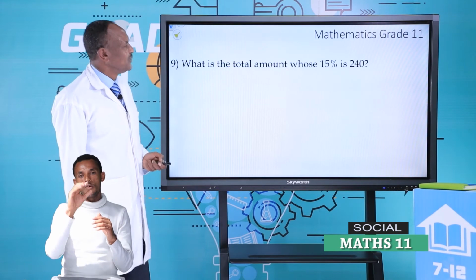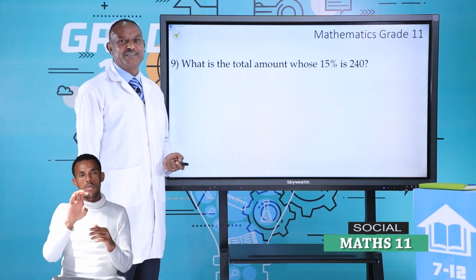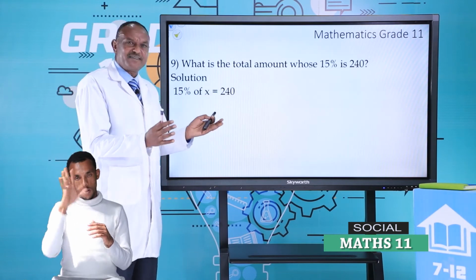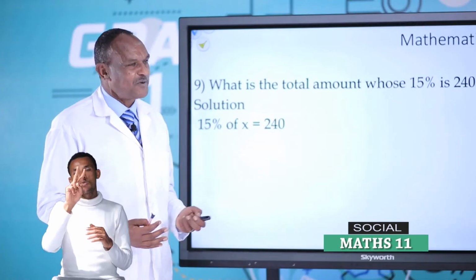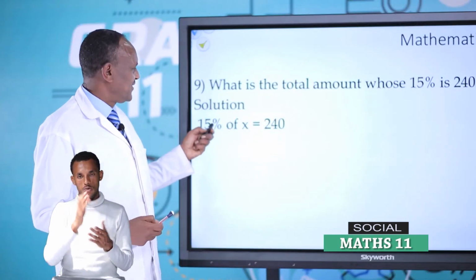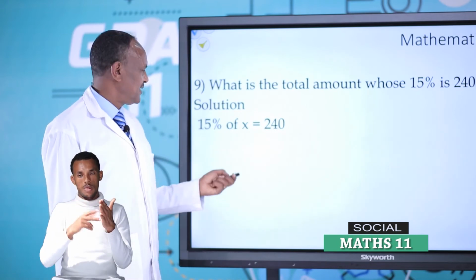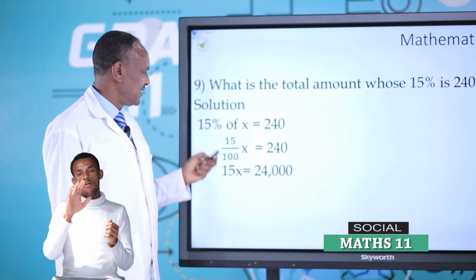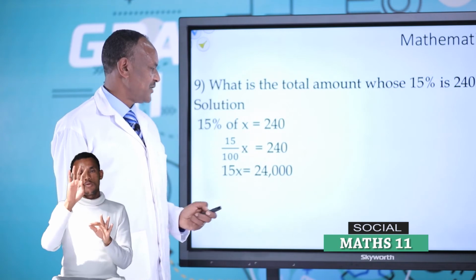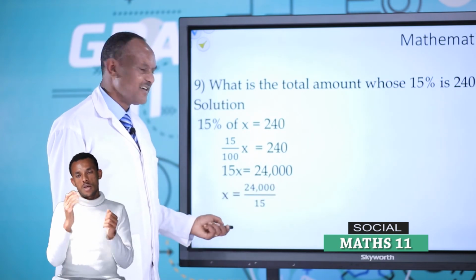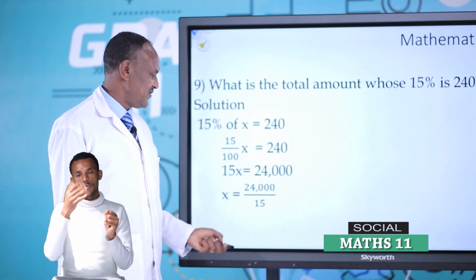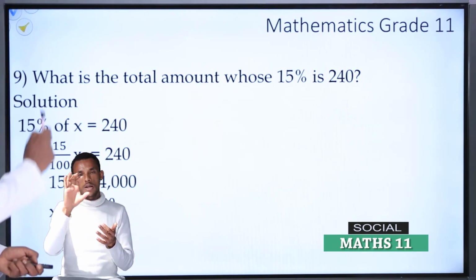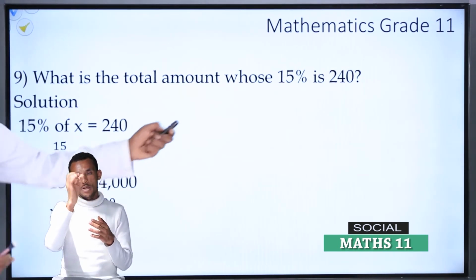What is the total amount whose 15% is 240? To find the solution, there is an unknown number x. When I take 15% of that, I get a result of 240. What was that number? 15% of a number x is equal to 240. This means 15 over 100 x is equal to 240. So when I cross multiply, 15x is equal to 24,000. Divide both sides by 15, 24,000 divided by 15 gives a value equal to 1,600. So 1,600 is the value whose 15% is 240.